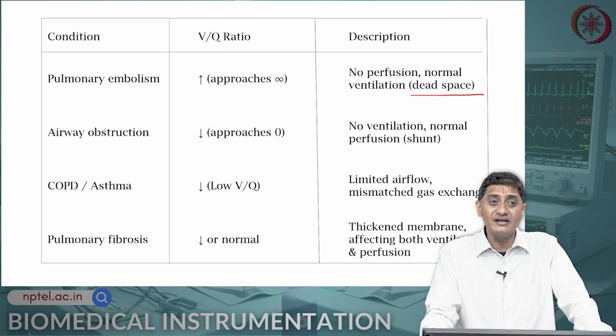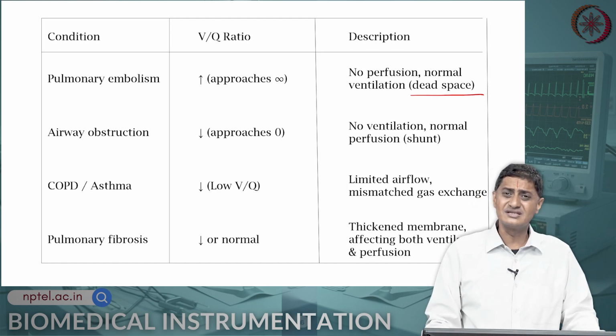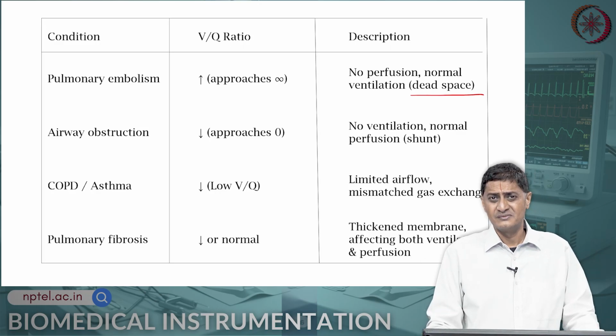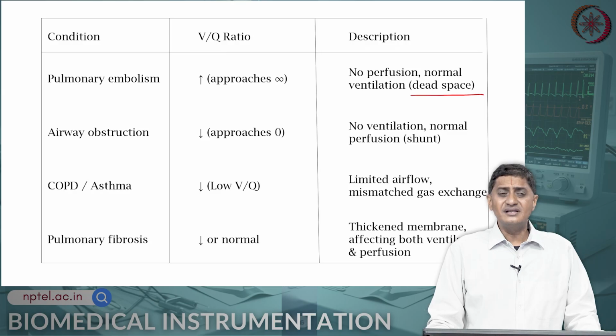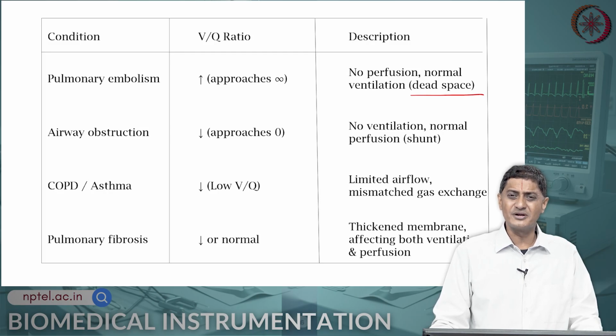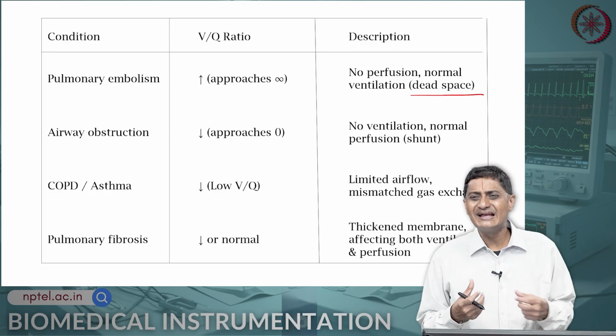The other is the COPD, asthma situation. Similar. In this case, V is very low and Q is normal. Air flow is limited, so gas exchange is not efficient or effective. Then the other situation is pulmonary fibrosis. In this case, V by Q ratio may be normal or may be reduced, but the most important thing is that the membrane is thickened.